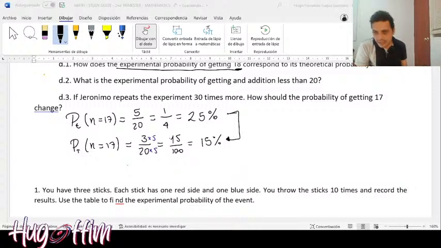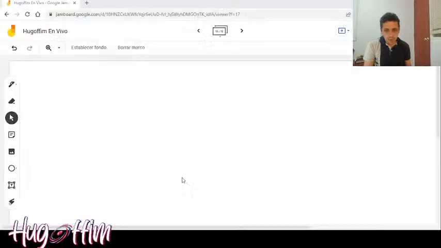Here it says, can I solve the equation 2x plus 2y equals p? Okay, let's see how to do it. I'm going to change to a board, and I'm going to write 2x plus 2y equals p.